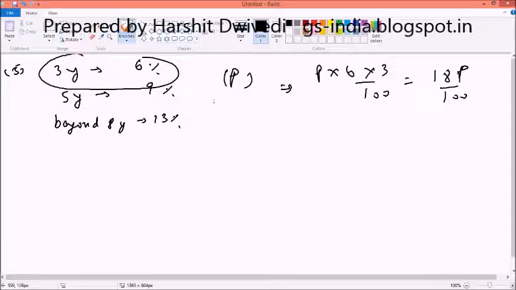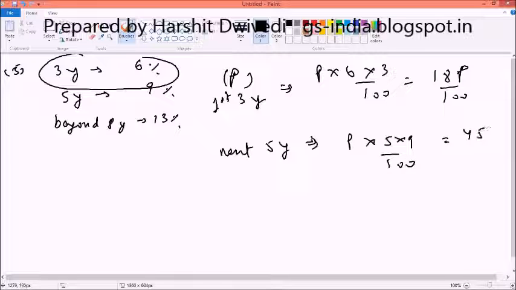Okay, first 3 years. Now next 5 years, as given in the question, it will be P into 5 into 9 by 100. It is, I am going to do 45P by 100. And what is the total time duration given in this question? The total interest paid to him at the end of 11 years. So for the total time his amount has been invested is 11 years.